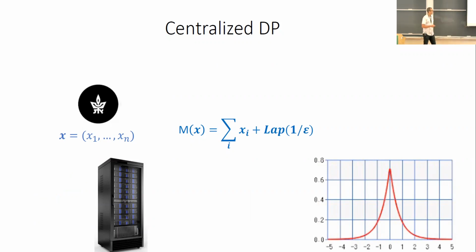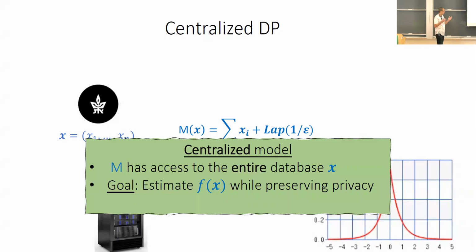So actually what we described now, very briefly, is the centralized model. The mechanism M has access to the entire database X, and usually the goal is to estimate some function over the database while preserving privacy. In this talk, we are going to focus on a different model called the distributed model, and in particular, the two-party case that we will describe in the next slide.